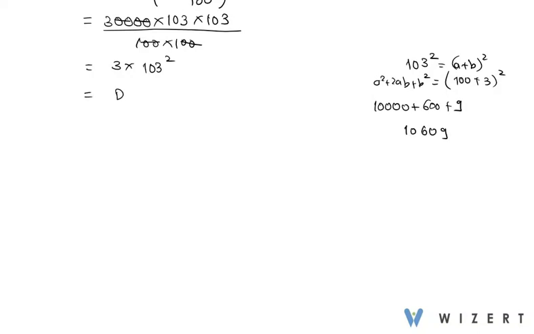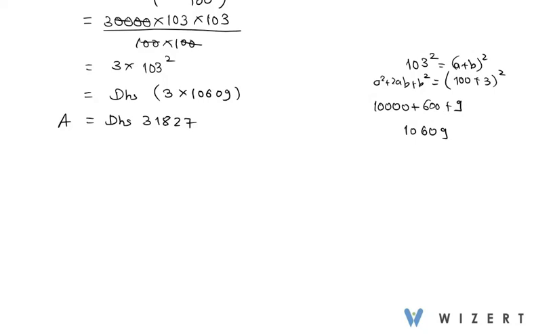So the answer is 3 multiplied by 10609 dirhams. So that is equal to 31,827 dirhams. So this is the final amount after the entire compounding.